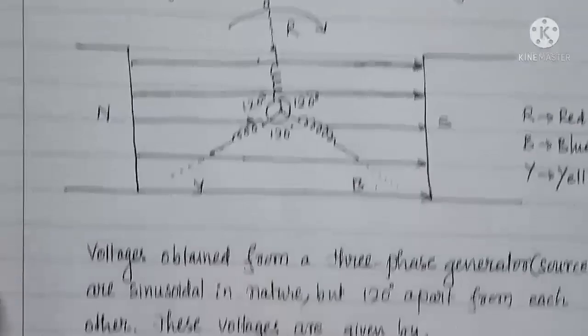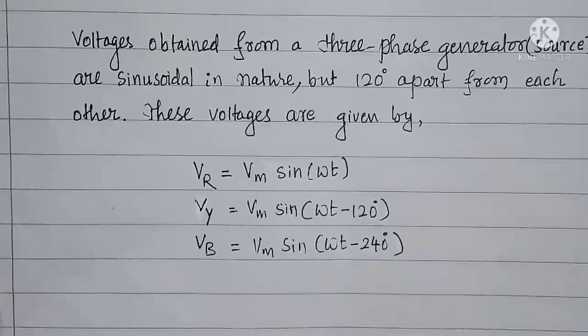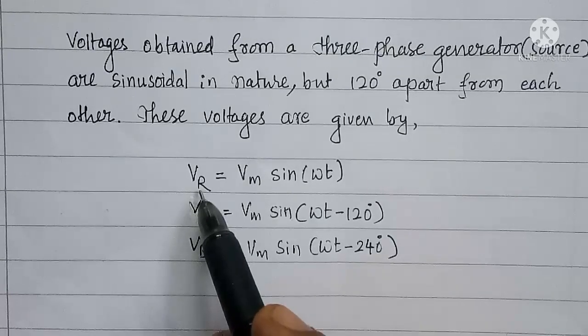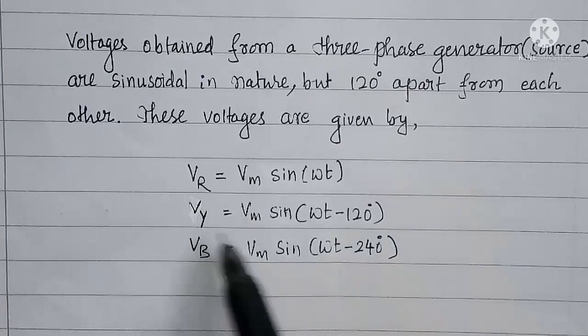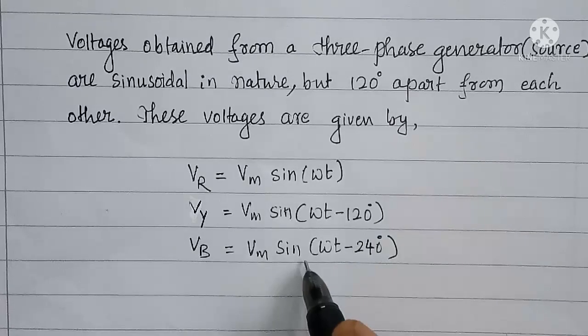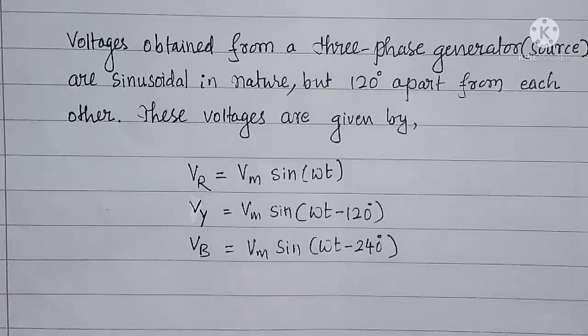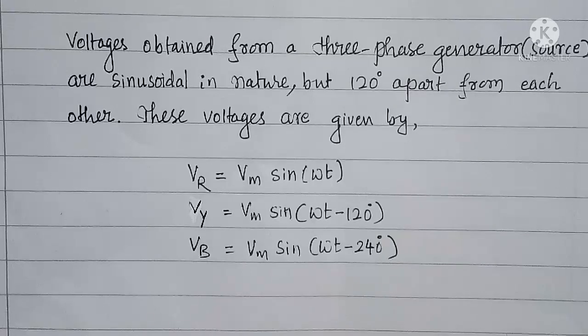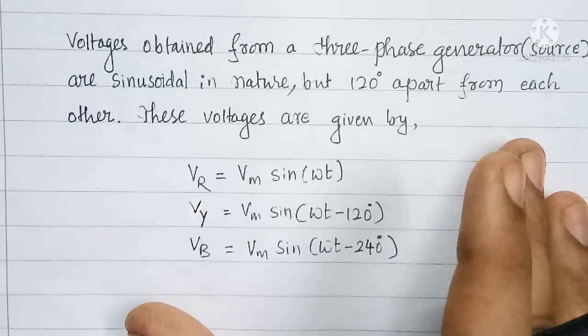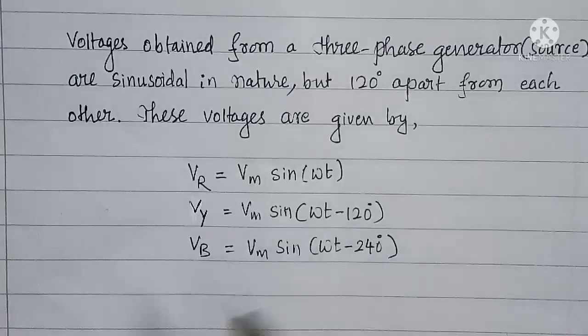That is why we have written here three voltages as VR equal to Vm sine omega t, Vy equal to Vm sine of omega t minus 120 and Vb equal to Vm sine of omega t minus 240 degrees. And these three voltages induced in three windings are called as phase voltages, and the three windings are called as phase windings.